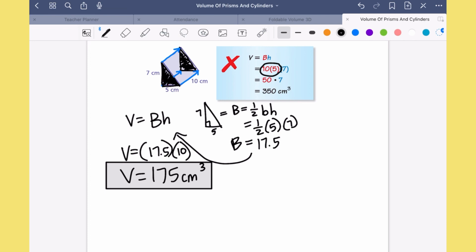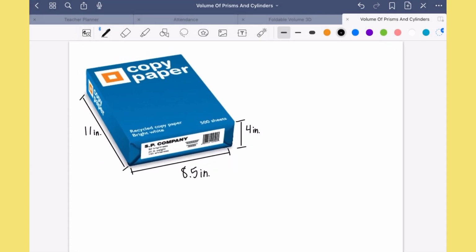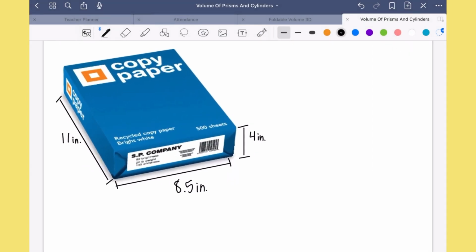Good. Okay, let's do other ones. I want you to try this one. Pause the video. This is a rectangular prism. Okay, let's see if you completed this one correctly. So the base is a rectangle. That means that there is a rectangle here in this box of paper.